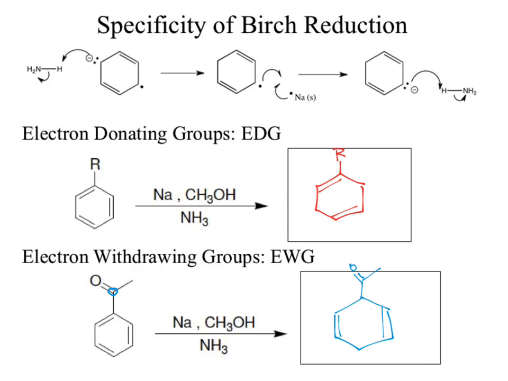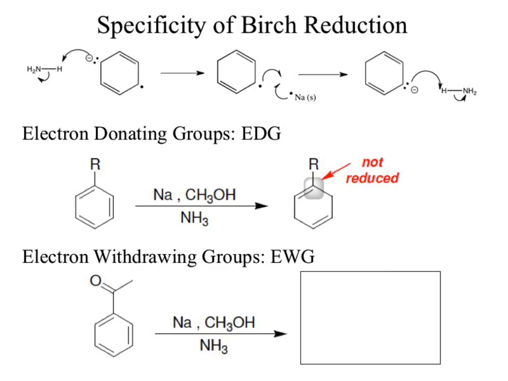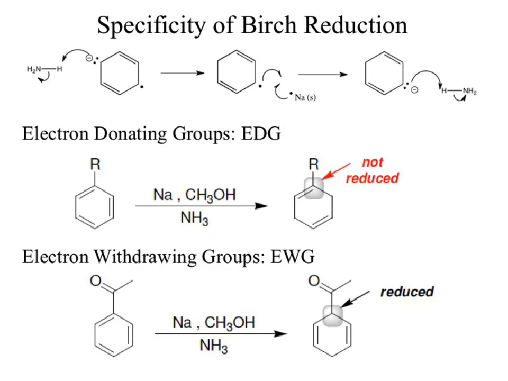Okay? So knowing something about the mechanism and those donating and withdrawing effects can help you predict those products. If you don't have that knowledge, you just have to memorize the results. That's why I tried to just drop them on there so that you could try and see those end results. Okay? So if it's a donating group, we want it placed where it is not reduced. If it's a withdrawing group, we want it to be reduced. Okay?